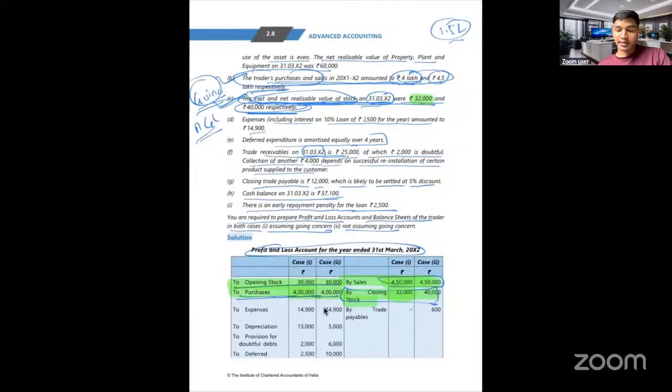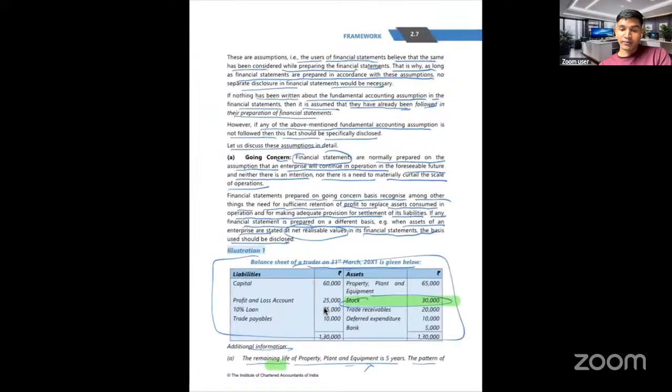the expenses. Expenses are always calculated on current values. Expenses including interest of 10% for the year amounted to rupees 14,900. So this is okay. And the loan, okay, so taken. Now we will consider depreciation.